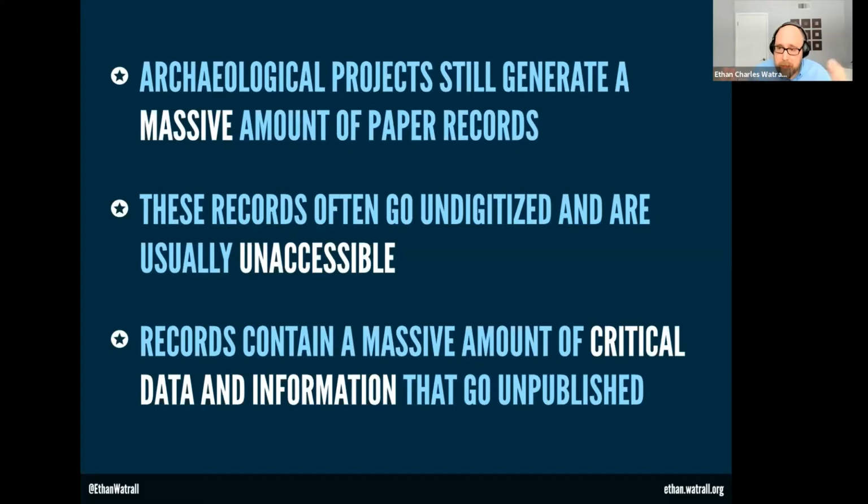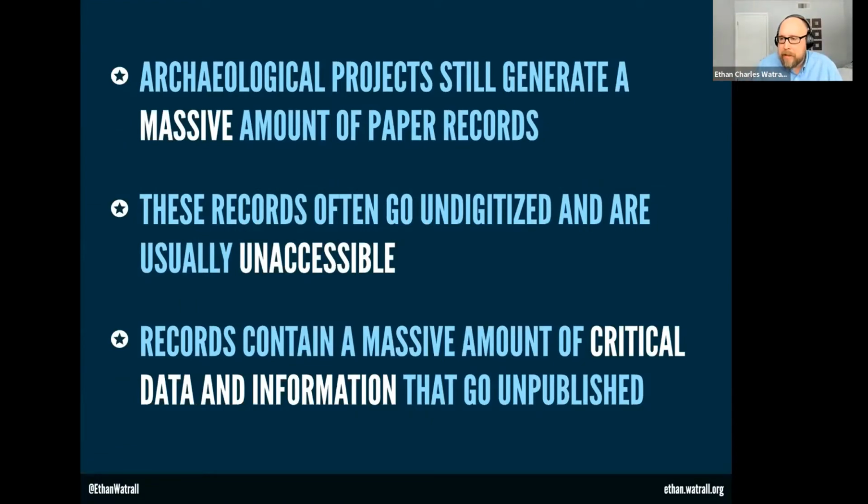The problem, and here's the problem statement, is those records largely go undigitized and are largely inaccessible. I mean, even those projects that digitize their records, they're digitizing it mostly for internal use. Not always, but mostly for internal use. And there are things that never make it beyond the boundaries of the project itself. These records are part of the publication process, right? They fuel the publication process, but they contain a massive amount of critical data and information that never make it to the publication process, right?